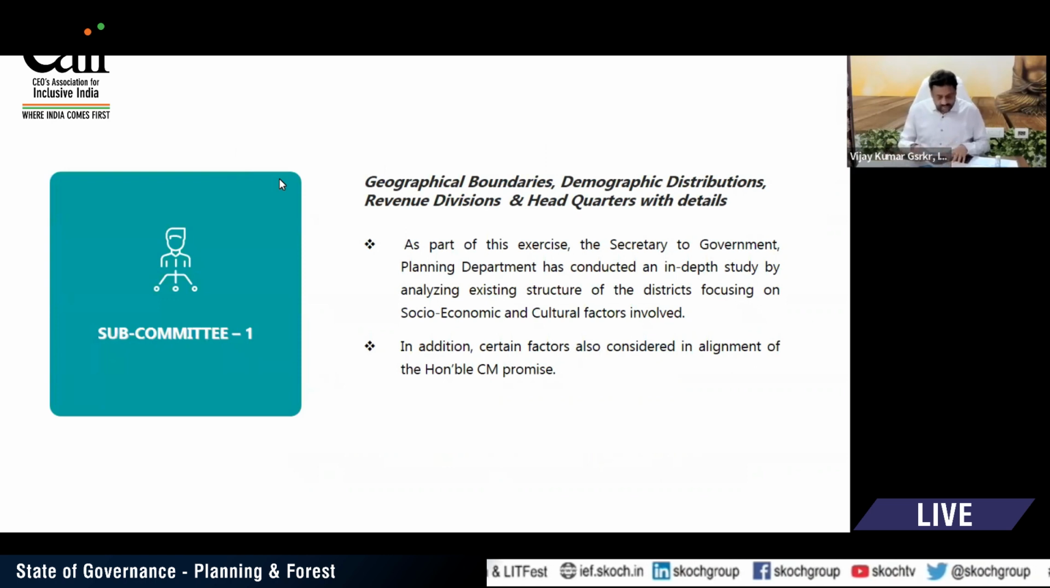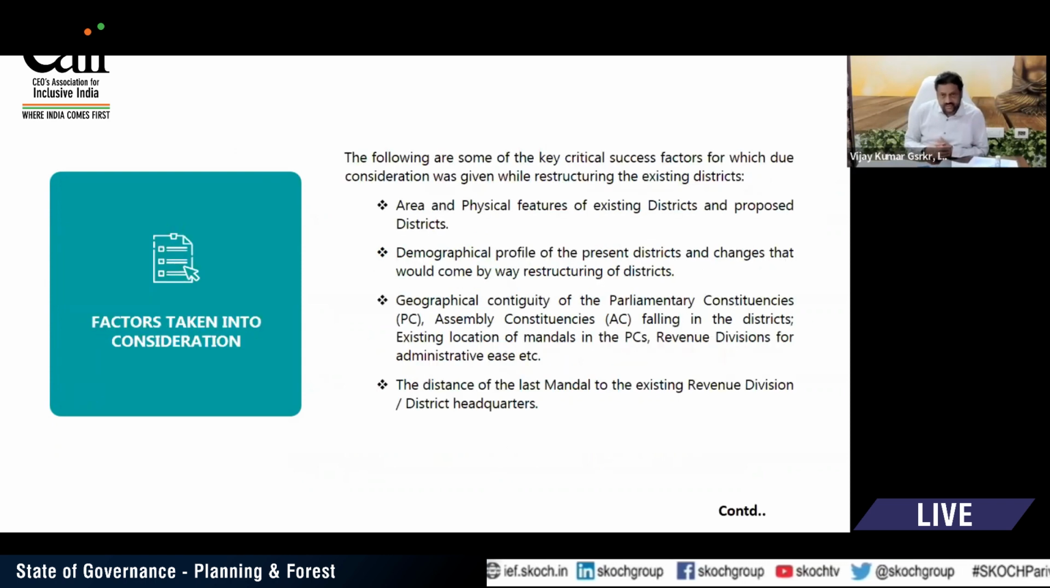Then, what are the factors we have taken into consideration? We have taken area as well as physical features of the existing districts and also the proposed districts. Similarly, the demographic profile of the present district, and the changes which are required while doing the restructuring of the districts. We have also taken into consideration the geographical contiguity of the parliamentary constituencies as well as assembly constituencies. Why? Because the very basis for this exercise is the parliamentary constituency, which was the Honorable CM's promise. So that we have taken as a basis. That is the base. On the base, we played this way, that way, considering other factors.